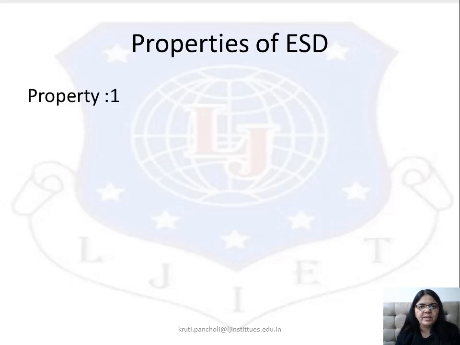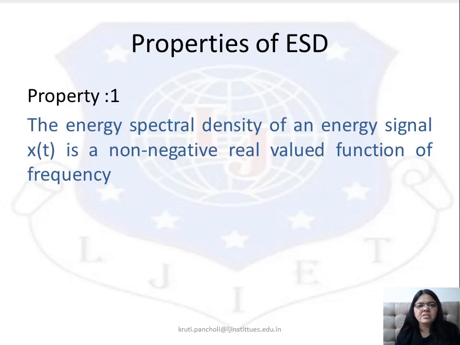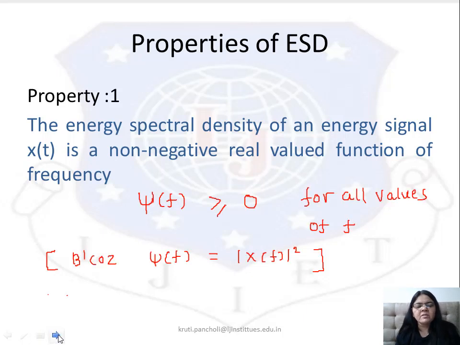Now the first property is that the energy spectral density of an energy signal x(t) is a non-negative real valued function of frequency. It means your psi(f) value is always greater than or equal to 0. Why is it greater than or equal to 0? Because here we take the modulus of X(f) and then square it, so it always gives us a positive value.